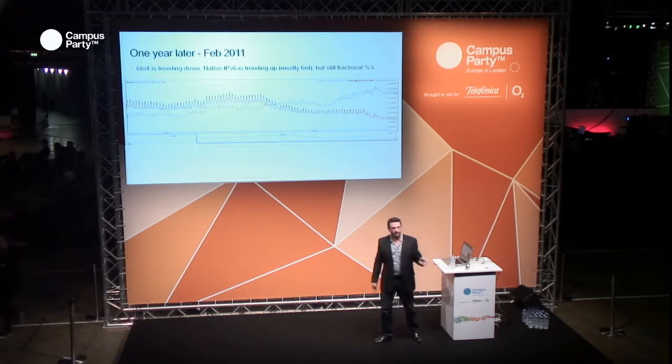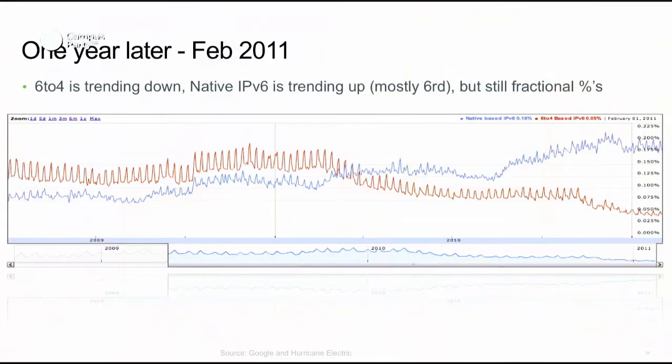Now, despite all that, one year later in 2011, the red here is 6 to 4, and the red is trending down, because we went out and got host vendors to change their policies on using 6 to 4, which was really good.